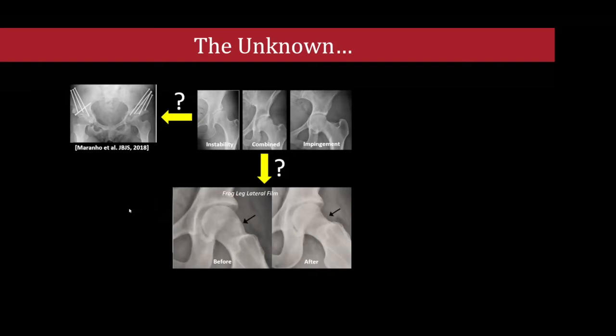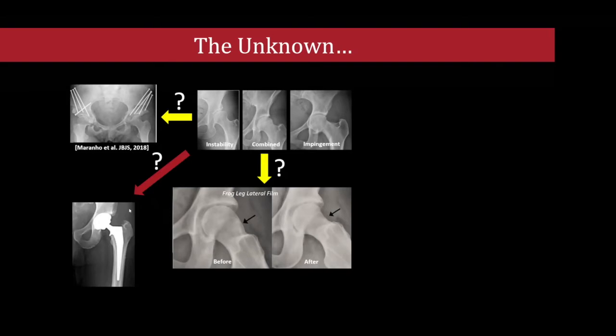And so I think the other question is which of these patients is just going to progress to THA no matter what, and which of these patients that's treated with a hip preservation procedure is going to end up with THA fairly soon. So it's kind of a mess trying to figure out how to treat certain patients.